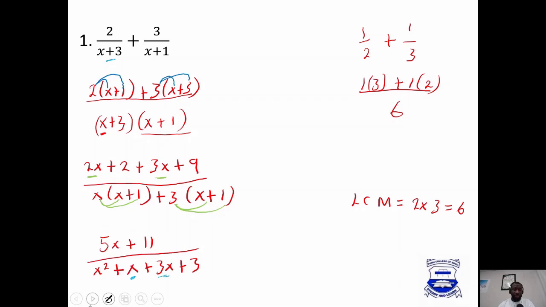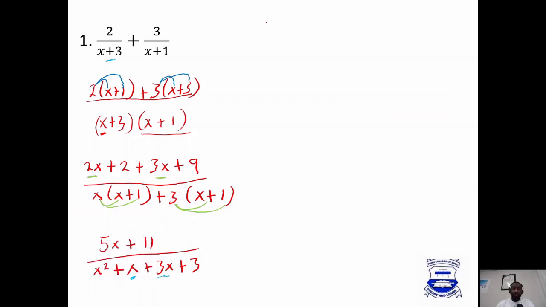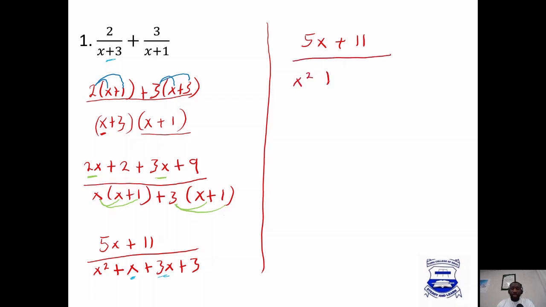So let's continue from this part. So I have my 5x plus 11, right? I have 5x plus 11 all over, I have my x squared plus x plus 3x is going to give us 4x plus 3. And that's it, you're done. So let's look at the next example.